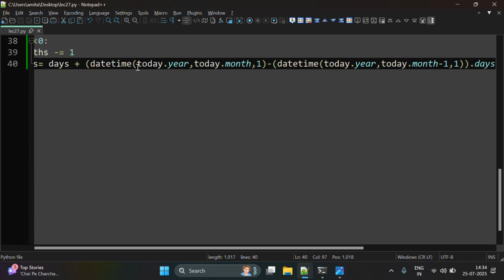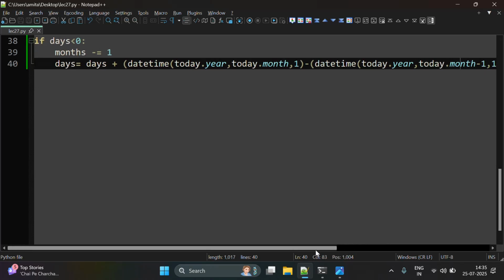So when we subtract today.year with today.year, it will be 0 only, and today.month, and the day should be first. So for the above example, it was 1st of July. So 1st of July minus 1st of June, and .days means that it will be in days. So 1st July minus 1st June is 30 days. So it will be considered in days.